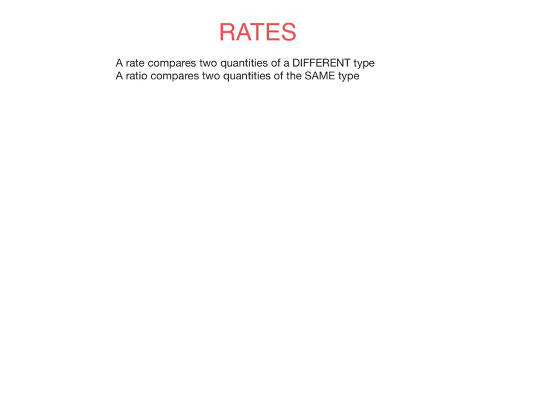We look at rates today. A rate compares two quantities of a different type, whereas a ratio compares two quantities of the same type. A common rate that you would hear about all the time would be speed. You know that speed is distance over time, and that's a comparison of two quantities. It compares how far you've travelled in a given time. Distance and time are obviously not the same thing. They're measuring different things. That's why we say they're two quantities of a different type. So this would be a rate.